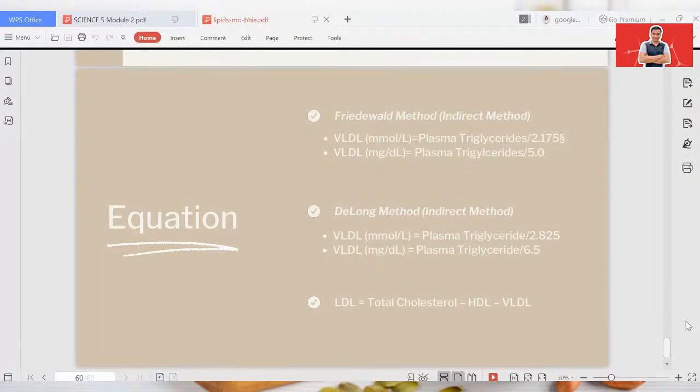So ang Friedewald method is the most accurate method siya for LDL or low density lipoprotein. So sa Friedewald method, indirect method, VLDL in millimoles per liter equals plasma triglycerides divided by 2.175. VLDL naman sa mg per dL is equal to plasma triglycerides divided by 5.0.